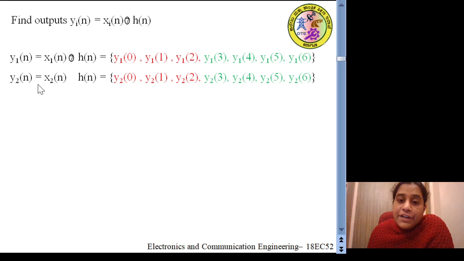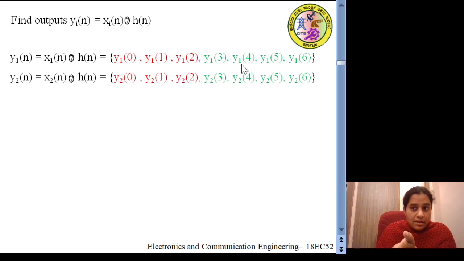So next is y2 of n. Second block of output we will obtain by 7-point circular convolution of x2 of n with h of n. So here y2 of 0, y2 of 1 and y2 of 2 are the convolved output of the previous m minus 1 samples with the first m minus 1 samples of h of n. So we are representing these in red color.